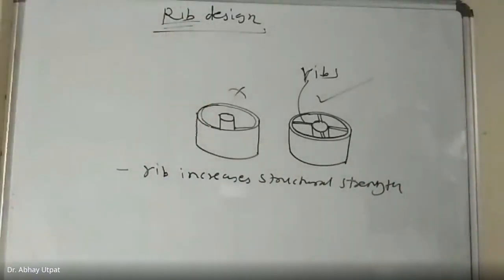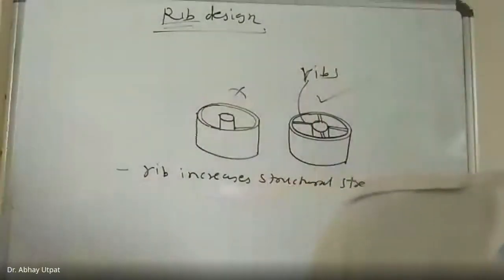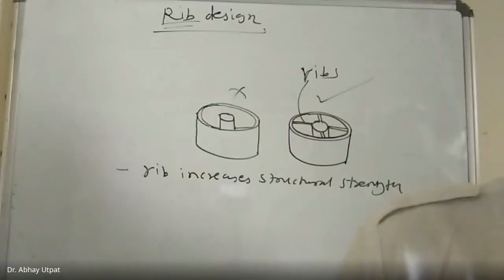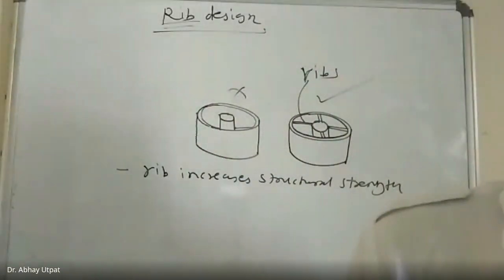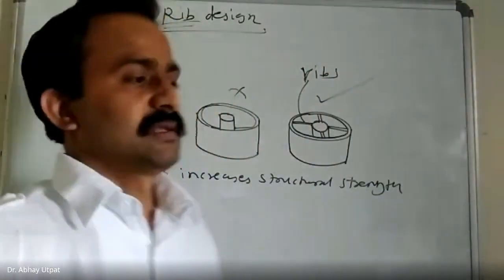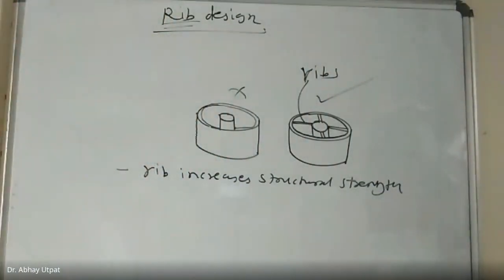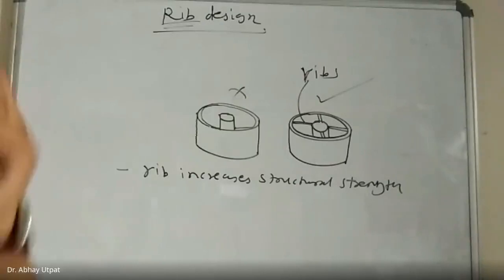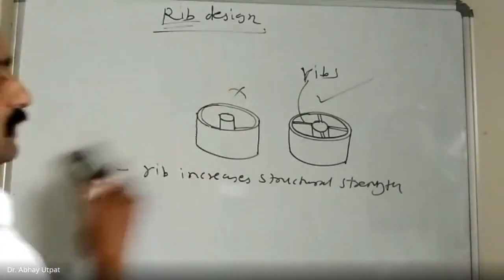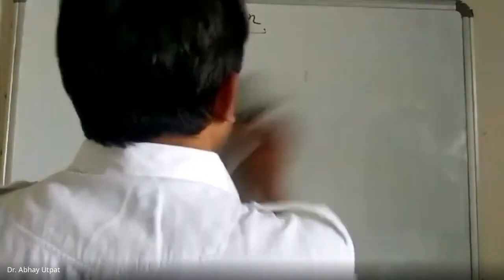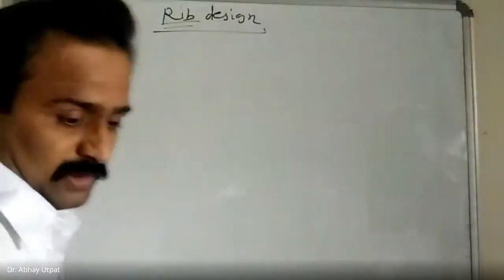This statement is very important. Rib increases structural strength. What are the aspects? There are following aspects for rib design. In bracket, guidelines. So there are three important guidelines. Let's see one by one.